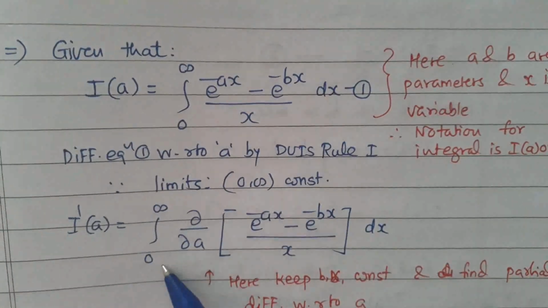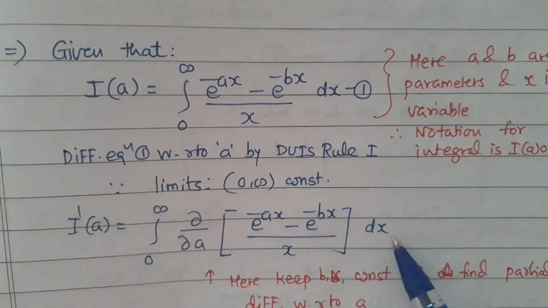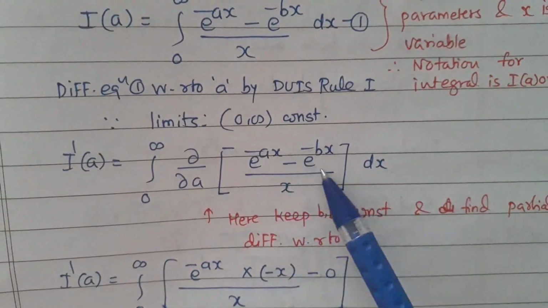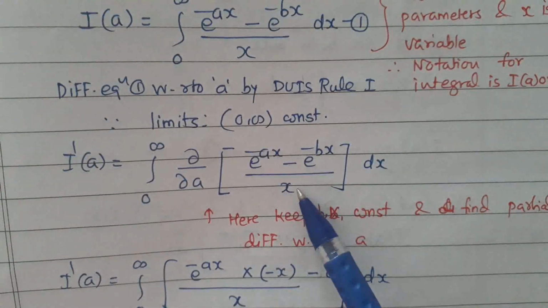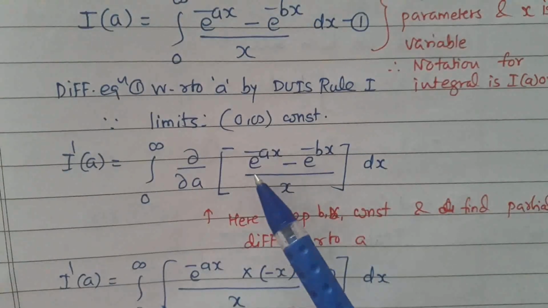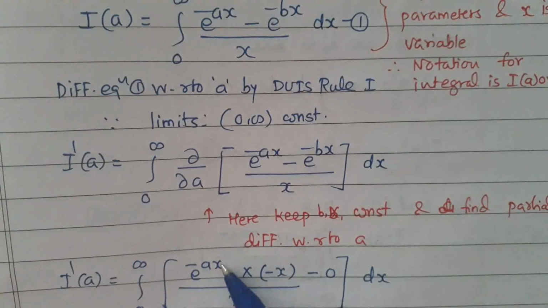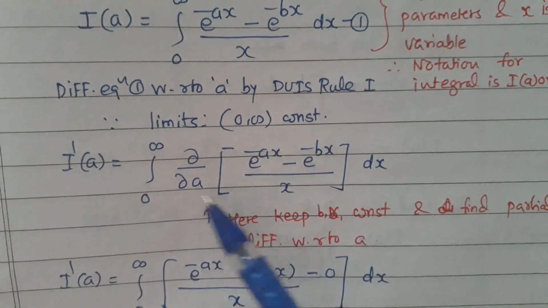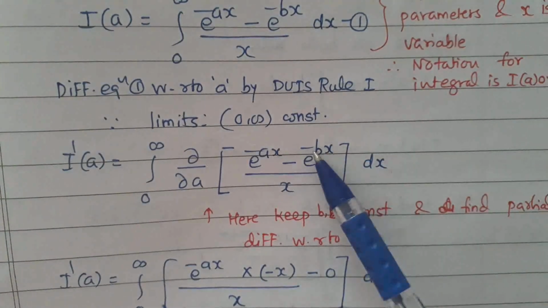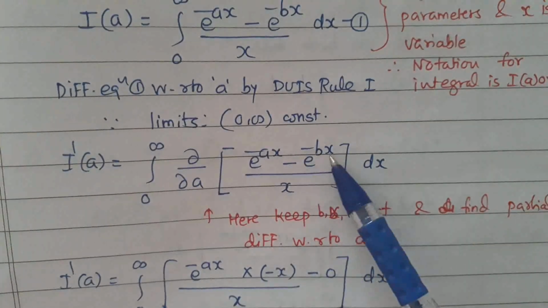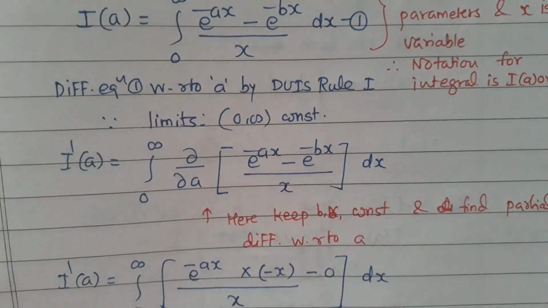I dash of a is equal to the integral from 0 to infinity of the partial derivative of this function with respect to a, dx. While finding the partial derivative of this function with respect to a, keep x and b totally as constants. So the derivative of e raised to minus ax with respect to a is e raised to minus ax times the derivative of minus ax, which is minus x, keeping x as a constant. Here b is constant, x is constant, so the derivative of the second term becomes 0. Keep this as it is, and integrate this with respect to x.